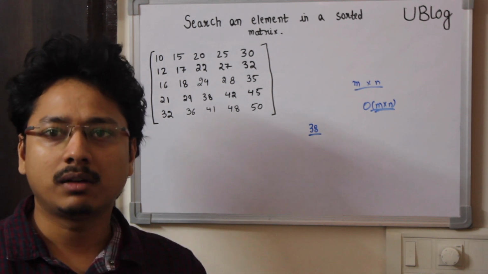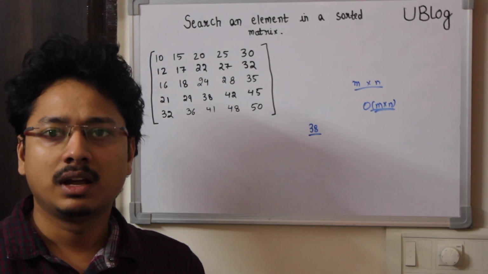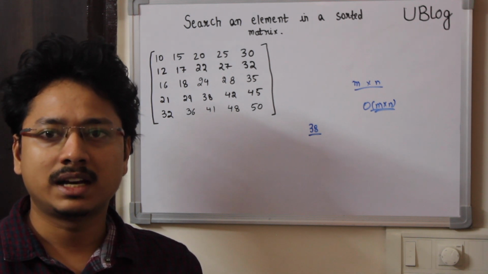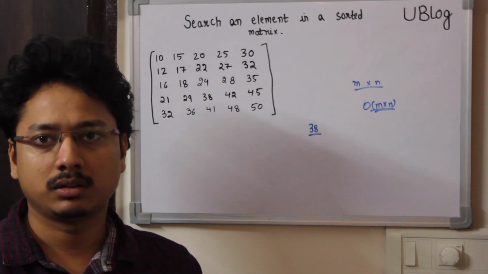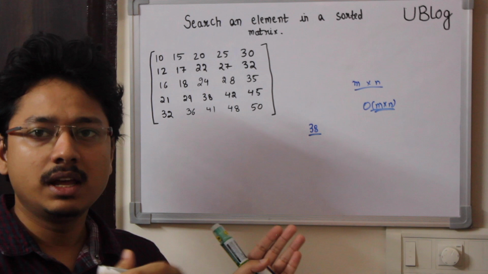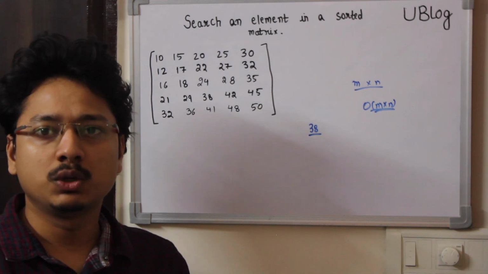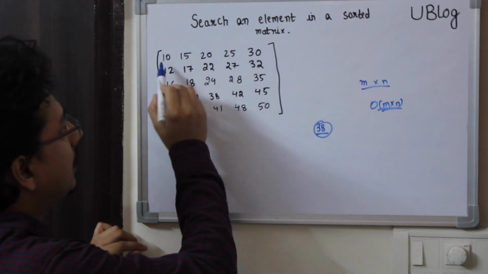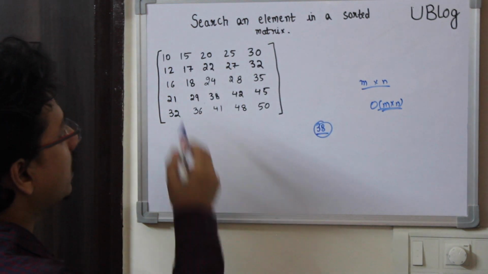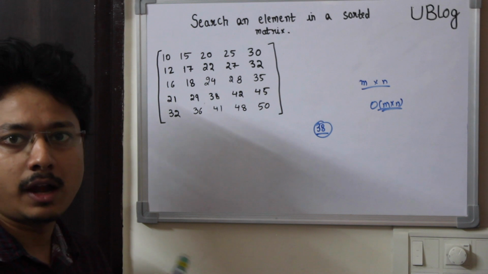So is there a better way? Can we solve it in a time complexity which is less than quadratic? Let's see if we can use the property of the question. We are given that the matrix is sorted, which means the rows are sorted and the columns are sorted. So how can we use that property? Since the elements in each row and each column are sorted and I need to find an element, let's say I start with the first element and try to figure out the logic.